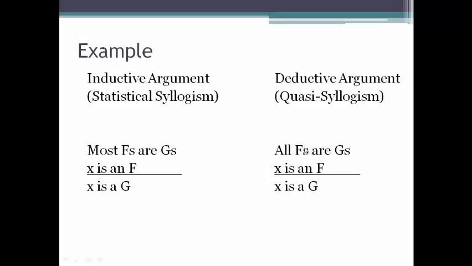Okay, we've got the case, if something's an F, then it's a G because all F's are G's. Okay, imagine that's true, no matter what the F's or G's happen to be. Just imagine that's true. Now think that X is one of the F's. Well, if it's one of the F's, then it's gotta be one of the G's.